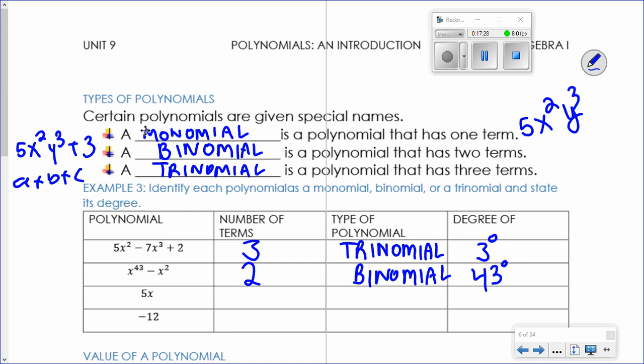Look at the next one. How many terms? 1. And the type of polynomial this is? Monomial. What is the degree of this particular one? 0. Why is it not 0? There's an x there. When it's x, you're correct, it's 1 degree. Be careful. Do the last one. How many terms in the last one? 1. What type? Monomial. What is the degree of a constant? 0. Good job, guys.